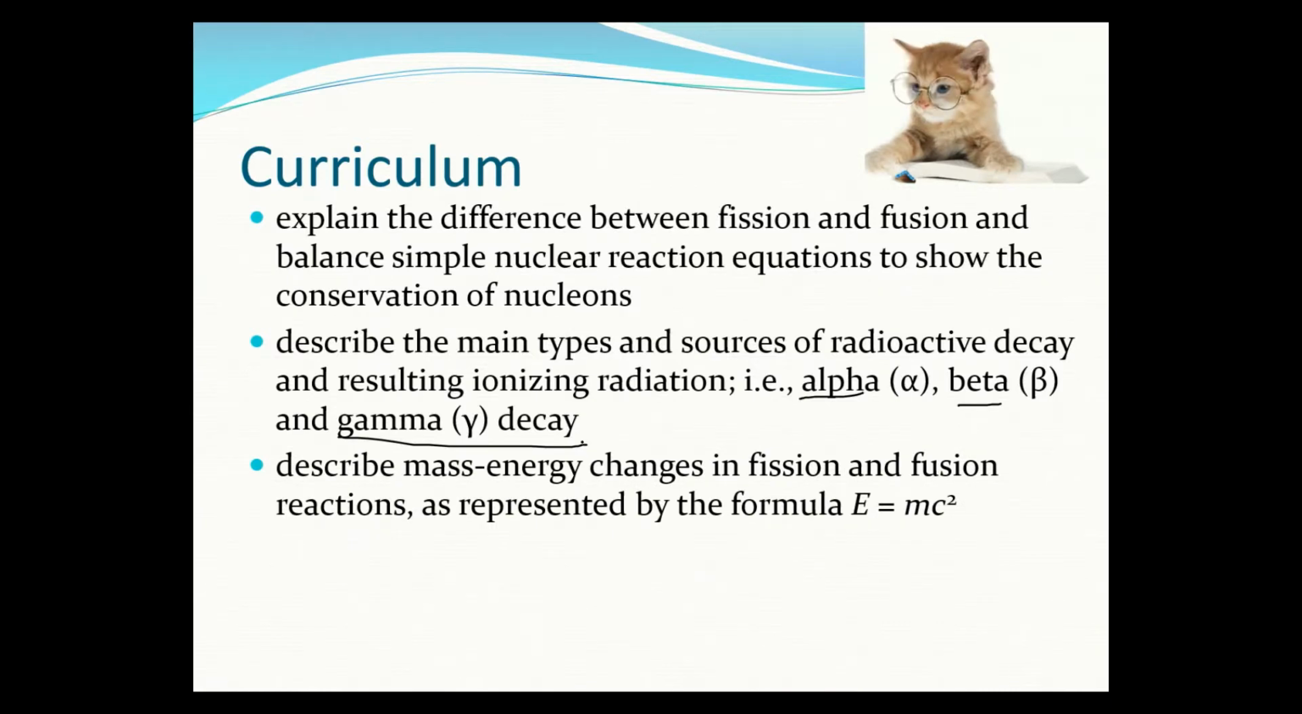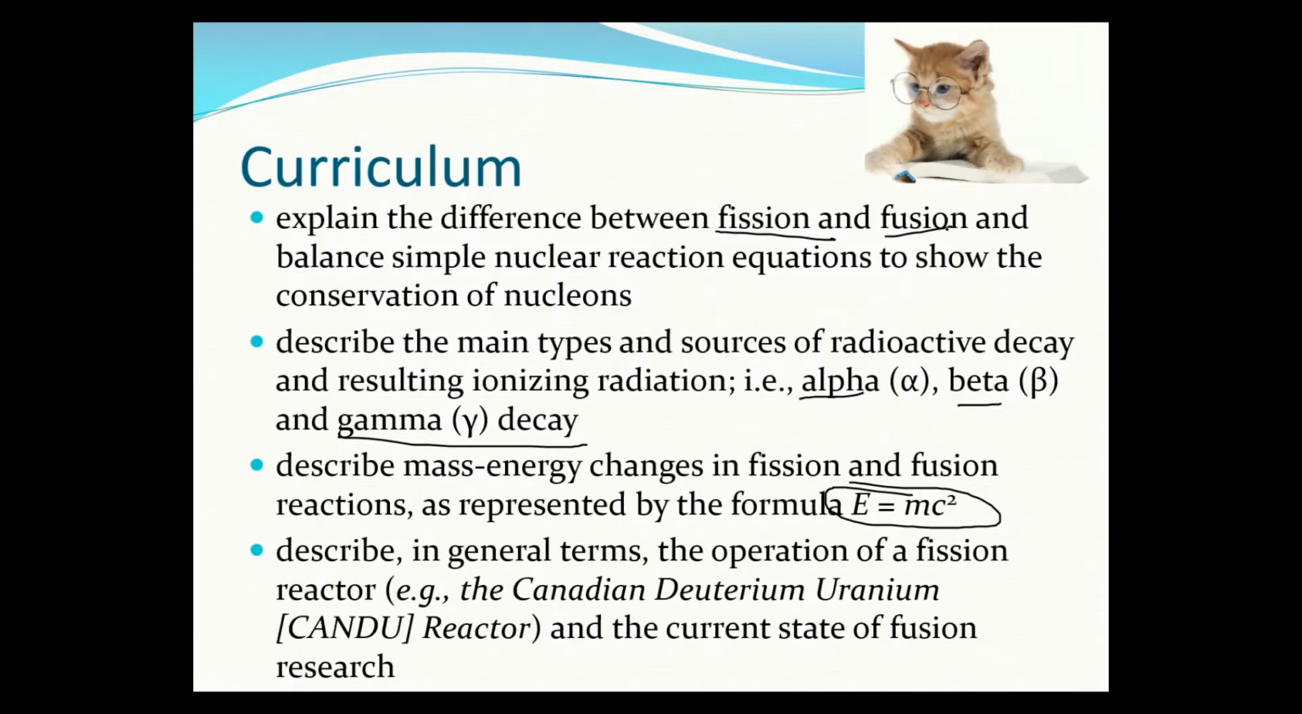Describe mass energy changes in fissions and fusions. So we have to use the formula E equals mc squared. Make sure you know the difference between fission and fusion. Describe in general terms the operation of a fission reactor. So you have to know how a nuclear reactor works generally.